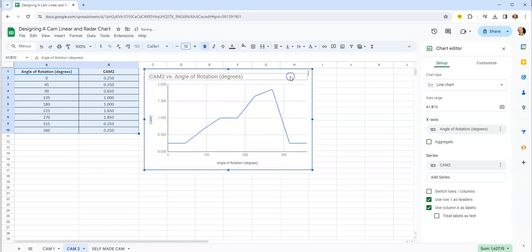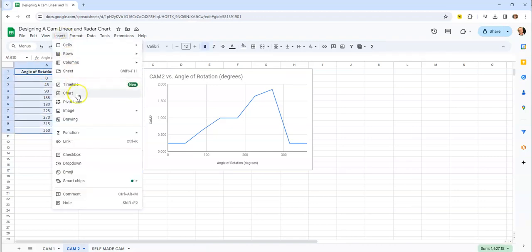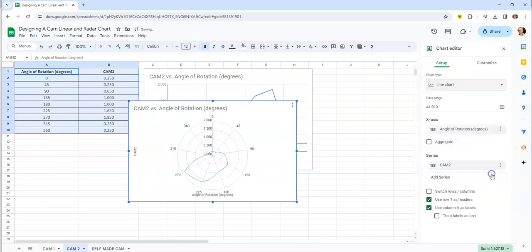Remember, when you're making an automata box, your automata box needs to tell a story, and each one of the charts that you see is telling part of that story. So let's highlight the data again. Let's go to Insert. Let's go to Chart. Let's go to Line Chart. Let's scroll down until we see Radar Chart.